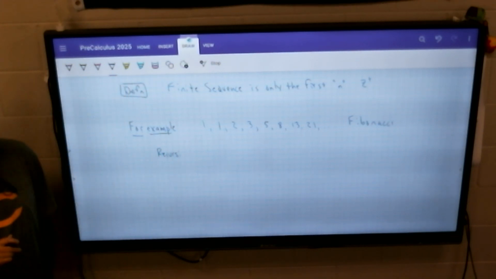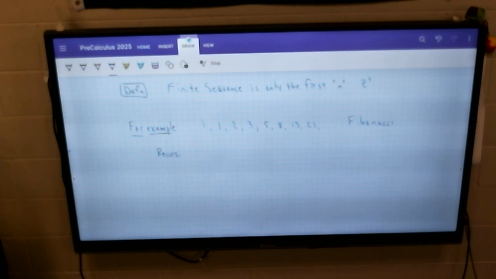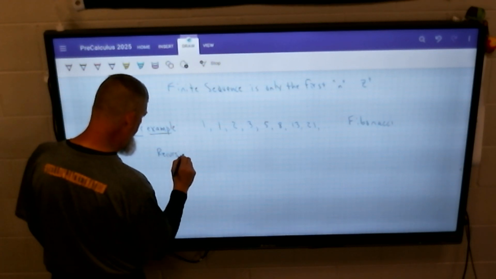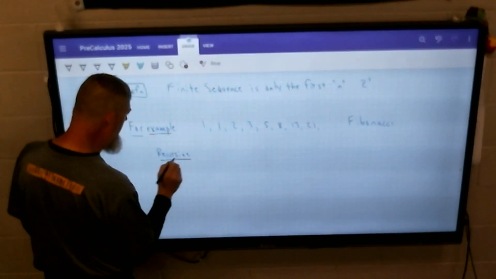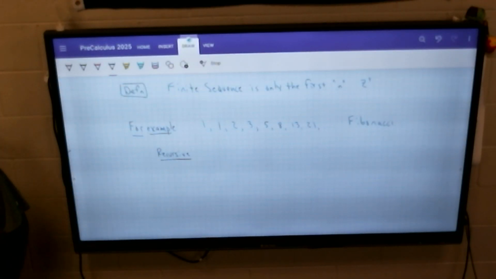Is that the word I'm looking for? Yeah. Recursive. There we go. Thought I was spelling it wrong. So this is an example of recursive, where the only way to find the third term is to know the first and second, to know the previous ones. The only way to find the next one is to know the previous ones.